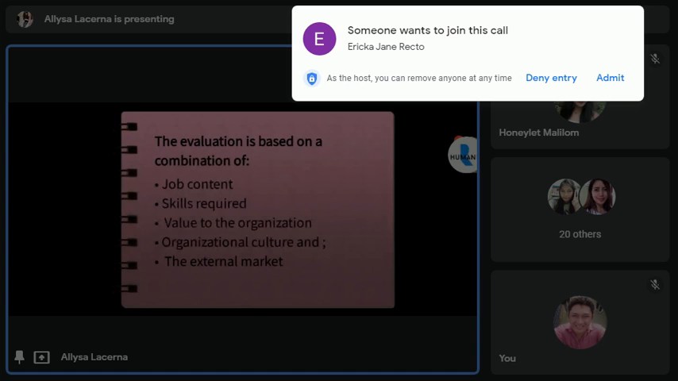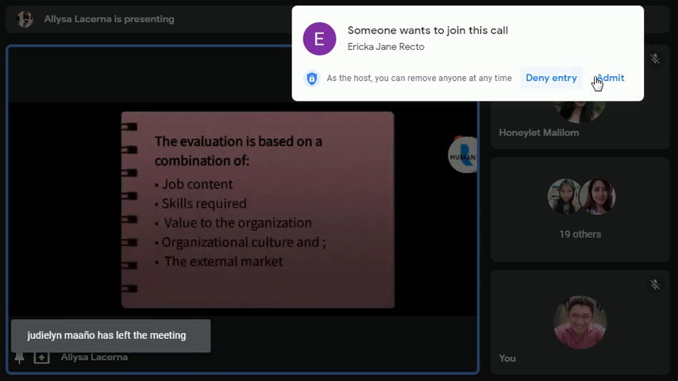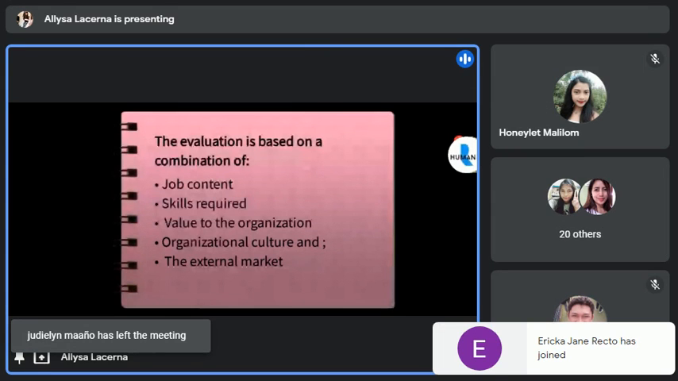job content. So, pagdating dito sa job content, mostly kasi yung knowledge is needed to perform the position and responsibilities pagdating dito sa job evaluation. So, sunod naman yung skills required. Ay, mali pala. Sa job content po pala, ito yung summary of all the detailed functions and responsibilities.